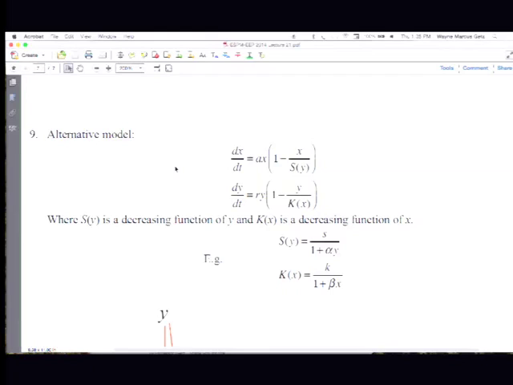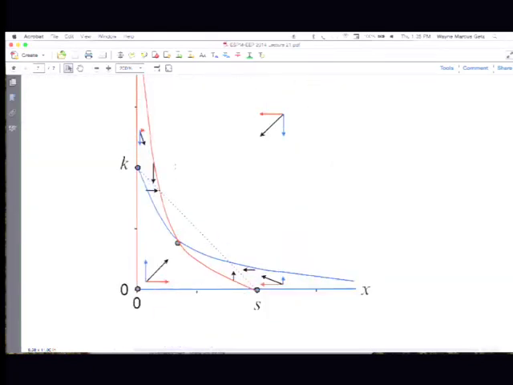And if you do that, and you draw the isoclines, then you'll get a model that looks like this. So these are the S of X and the K of Y. And what happens is that instead of these being straight lines, the isoclines being lines, they're hyperbolae. And then you can get an intersection below this line, but if you plot these, it can be a stable coexistence. So now you have another model.